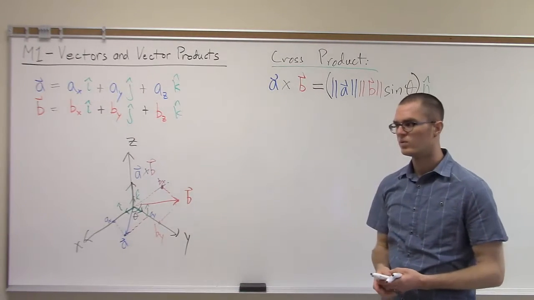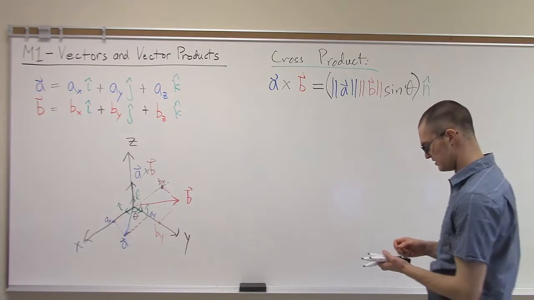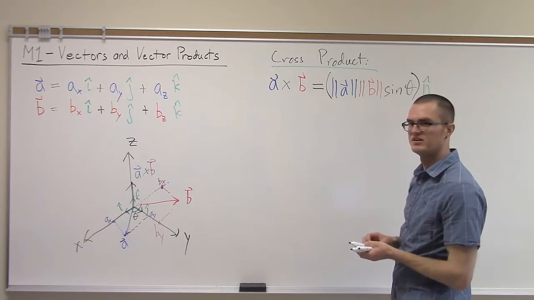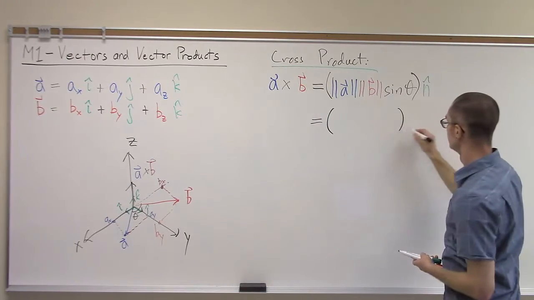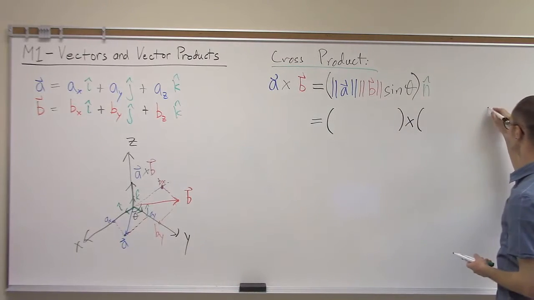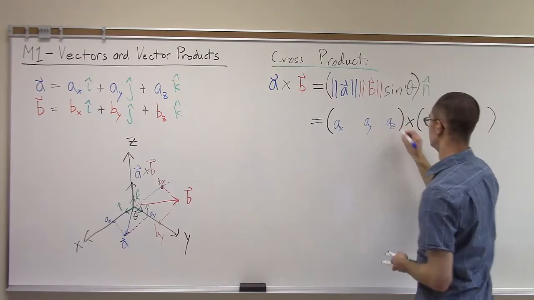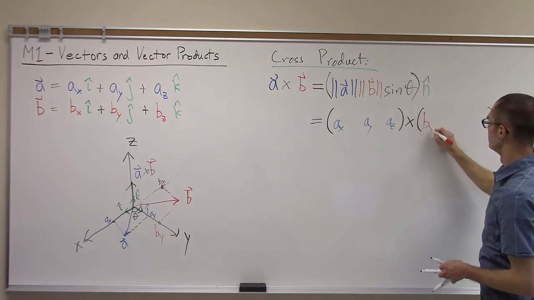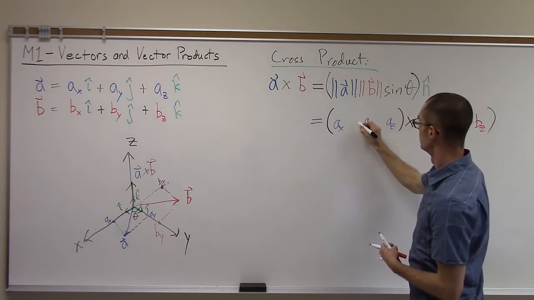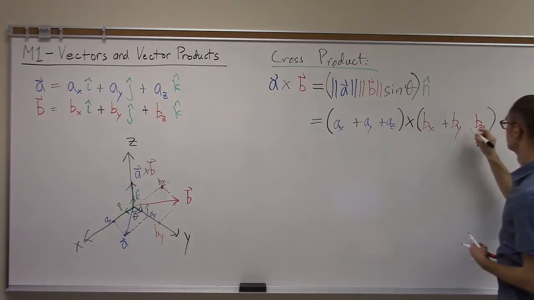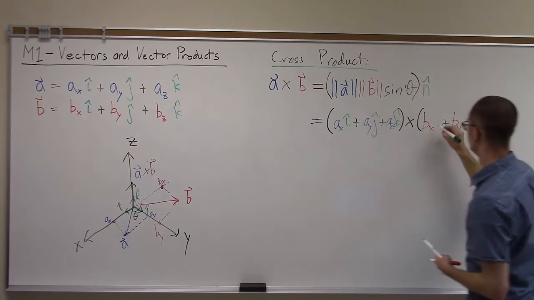So we can write that out again using algebraic notation. So how do we actually determine what is the direction of n? I guess that's the question. So let's write this out algebraically. So we're going to have ax, ay, az, and then bx, by, bz. Put in my unit vectors, i, j, and k.